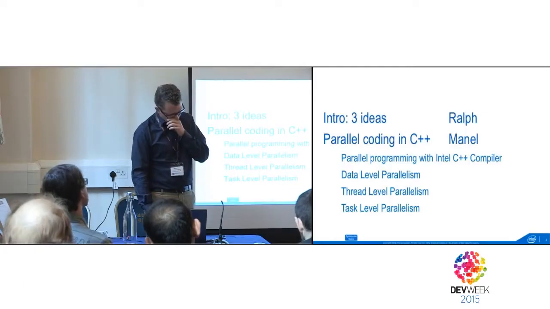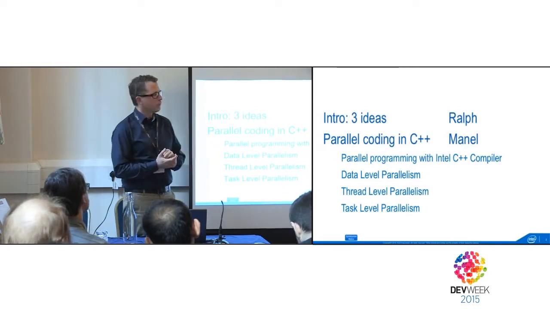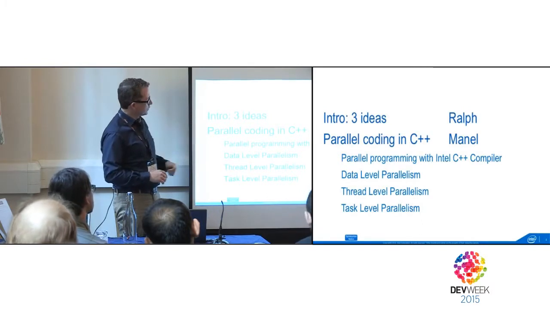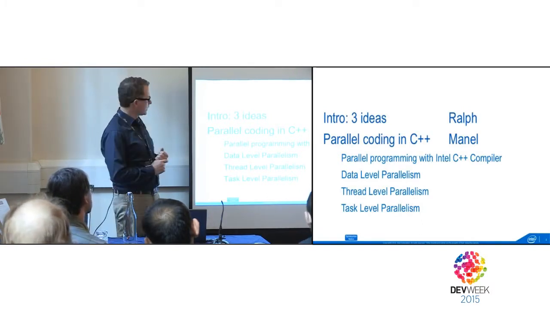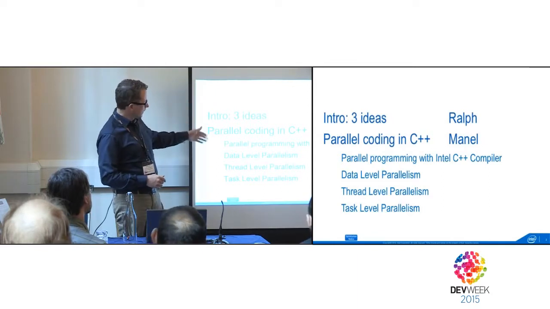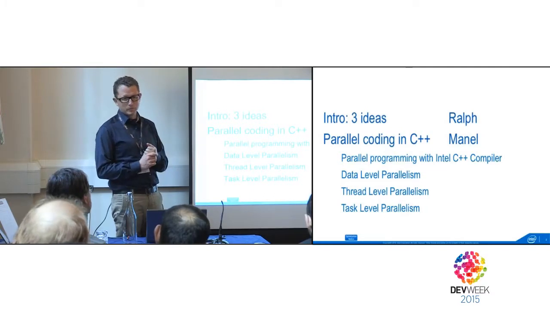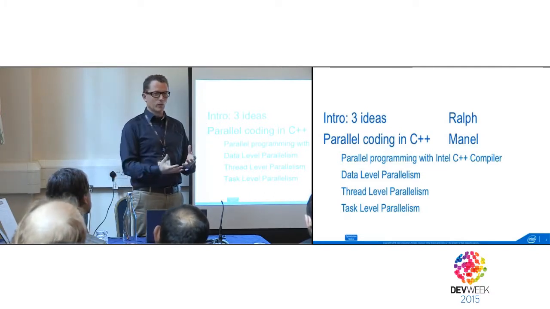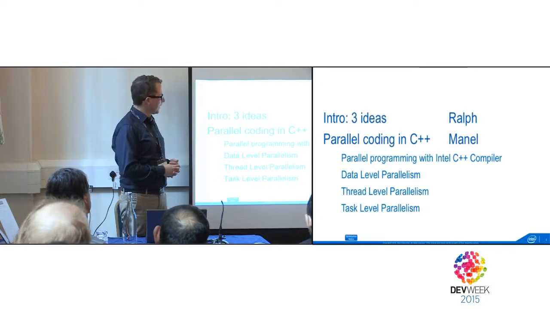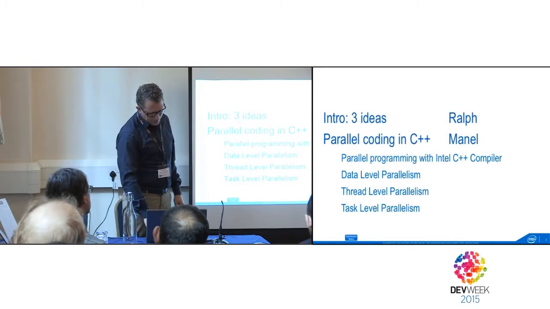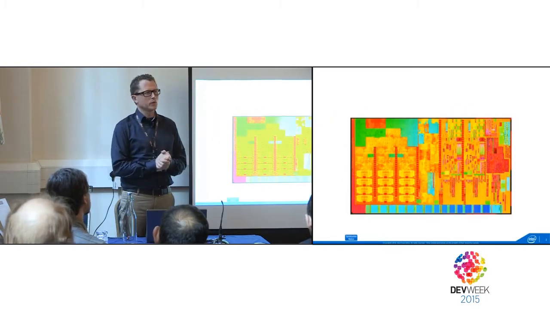That was half an hour with 3 ideas of how to use C++. And then Manel is going to go deep into parallel coding in C++. We'll look at parallel programming models: data level parallelism, thread level parallelism, and task level parallelism. So it's going to give you a well-shaped roundup about parallel coding with C++. So let's start with 3 ideas in C++, which you can use if you are developing in C++ in native code, right?